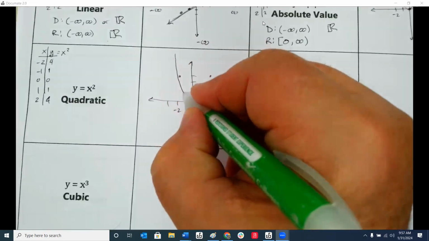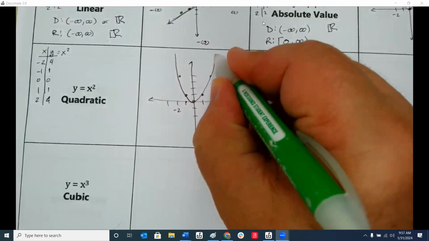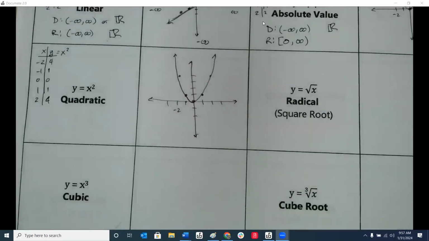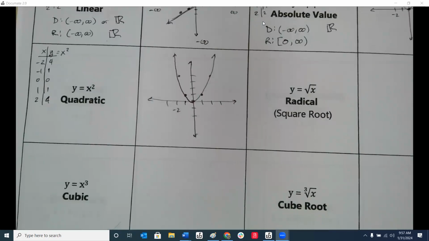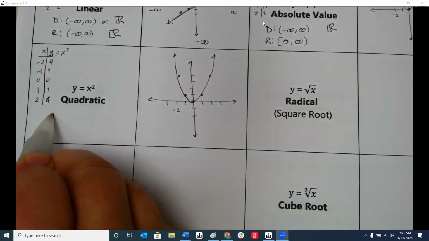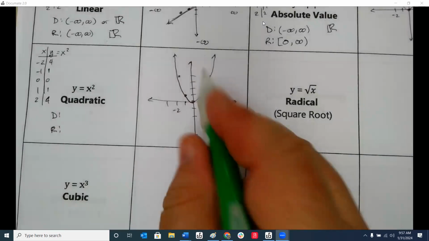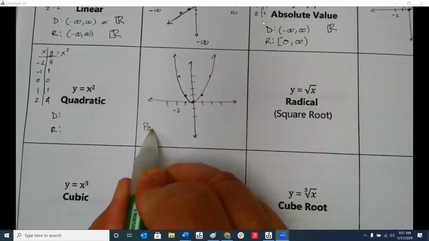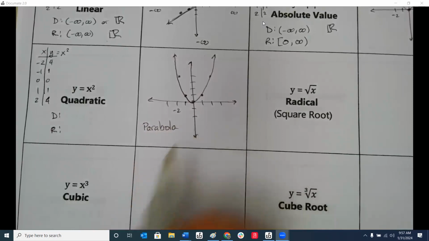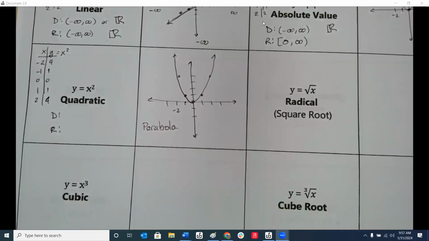So this is a curve. The moment you have an exponent on x or any special operation, you've just changed its shape. It's no longer a straight line. This curve is called a parabola. It's a parabola.